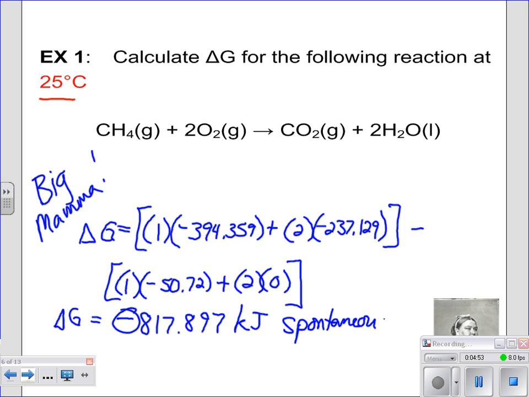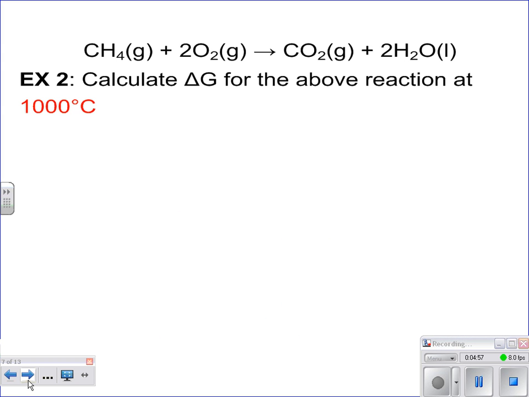Now in this next one, we notice that it's not at 25 degrees Celsius anymore. Instead, it's at 100 degrees Celsius. So we know that we have to use the equation we were given earlier, meaning we have to find delta H values, delta S values, and delta G. Let me go through our delta H real quickly with you, and then maybe I'll pause it.